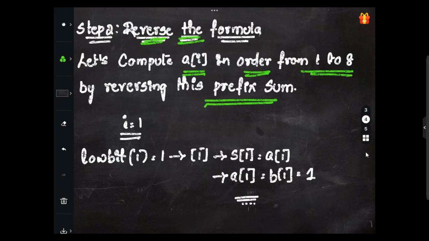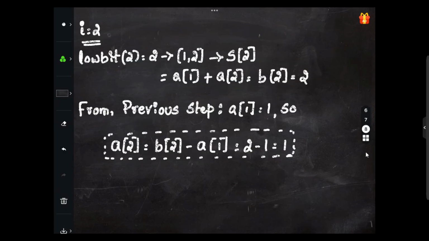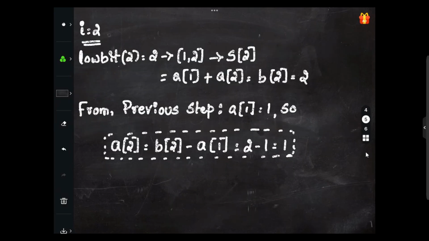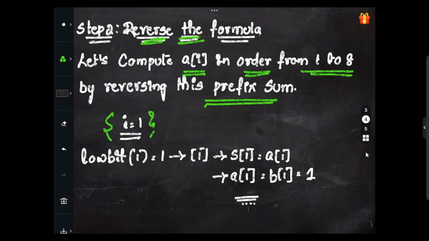First we have to go with I equals 1, till I equals 8. We have 8 numbers in the input, the b array we are considering, till I equals 8. You can just look into the calculation part. I'll explain one by one. We'll be going with the same formula.